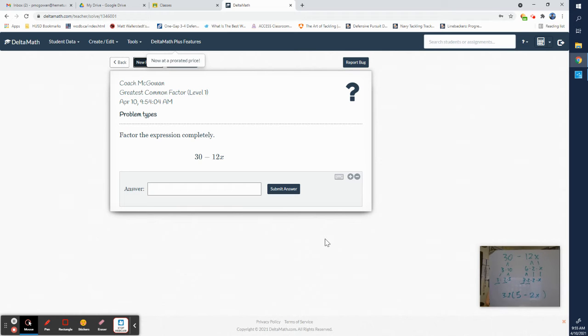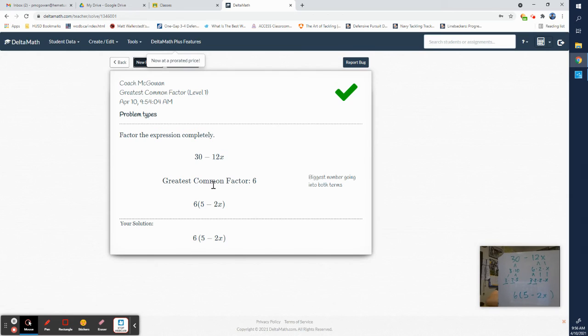Let's multiply that together to get our final answer here. 3 times 2 becomes 6. So my final answer is 6 times 5 minus 2x. Close parentheses, call it a day. Greatest common factor, just breaking it down, finding what's in common, taking it out.